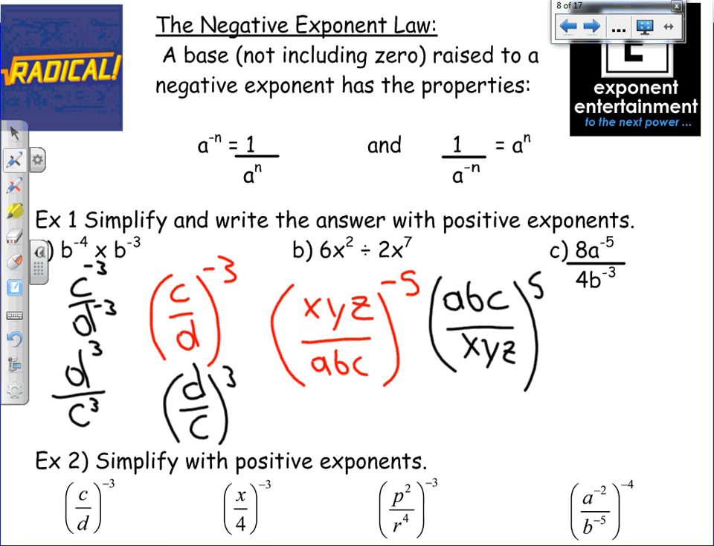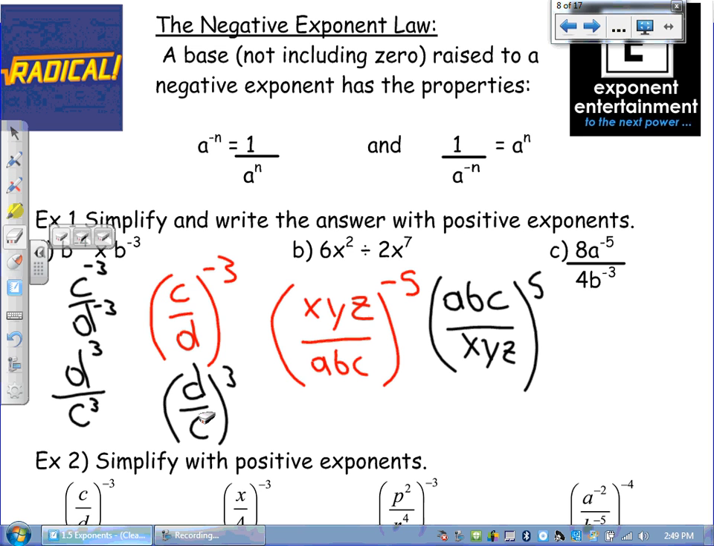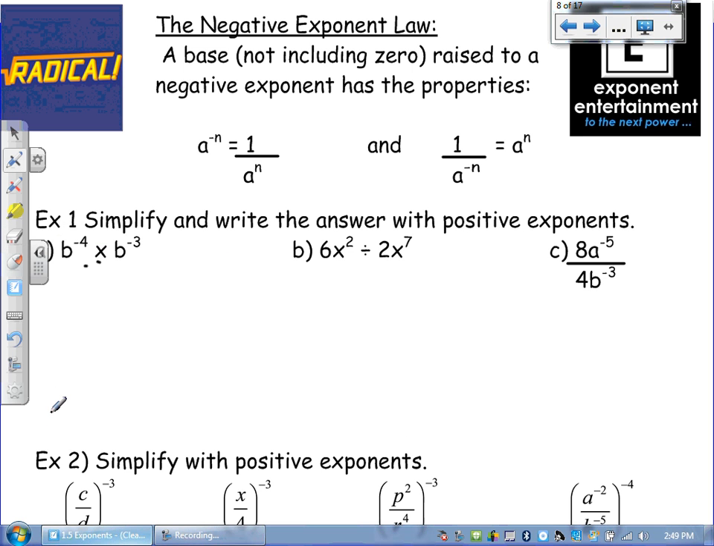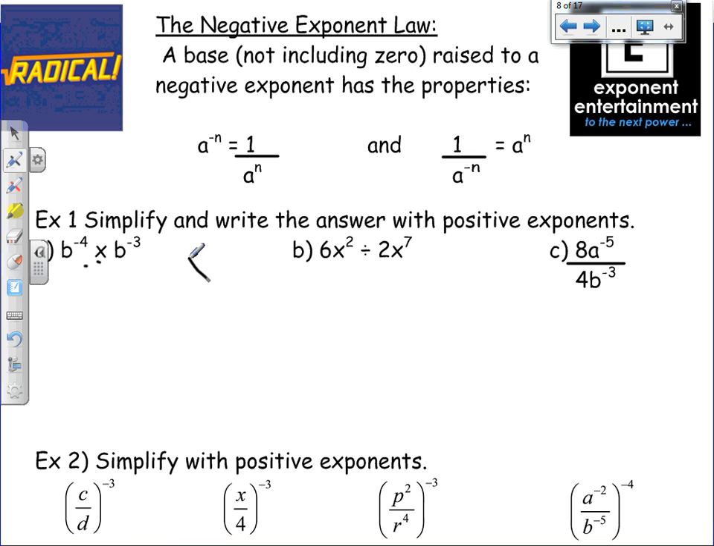Just apply the negative 3 in. x to the negative 3, divided by 4 to the negative 3. What do we do? Flip them both. So it's 4 to the power 3 over x to the power 3. And 4 to the power 3 is equal to 16.